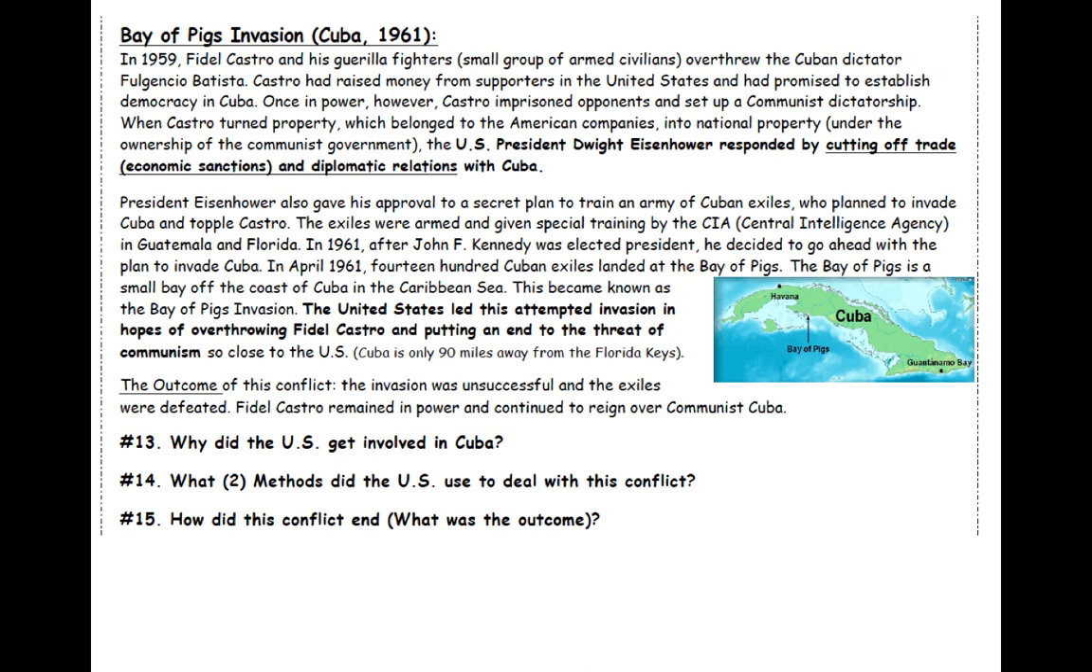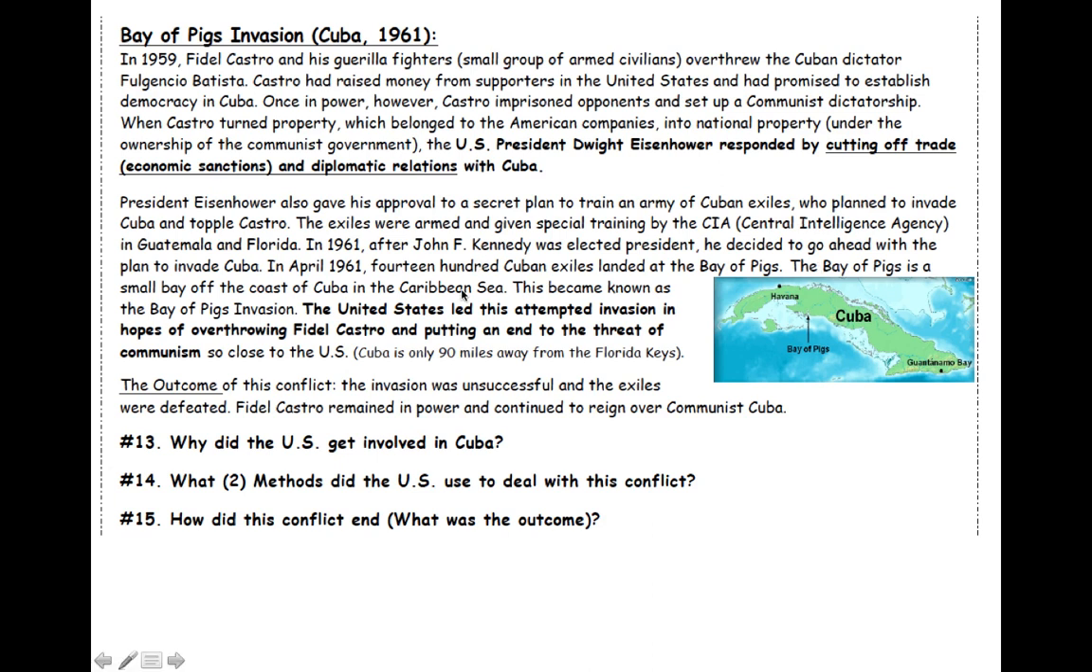Bay of Pigs invasion, this happens in Cuba in 1961, my apologies. In 1959, Fidel Castro and his guerrilla fighters, a small group of armed civilians, overthrew Cuban dictator Batista. So Castro had raised money from supporters in the United States and had promised to establish democracy in Cuba. Once in power, however, Castro imprisoned opponents and he set up a communist dictatorship. So he did not follow through with what he promised.